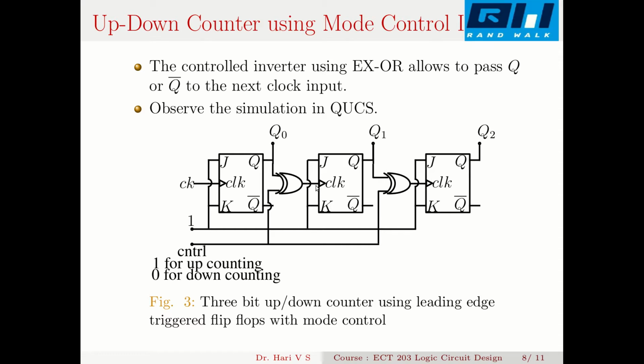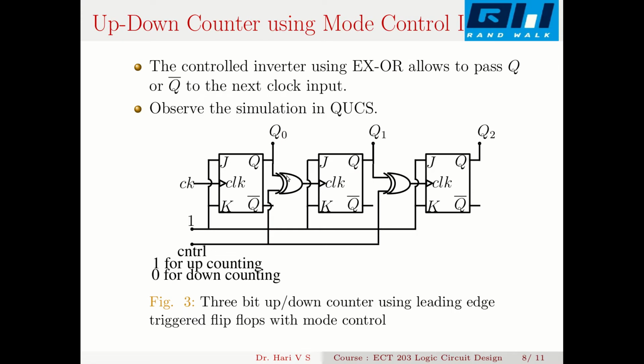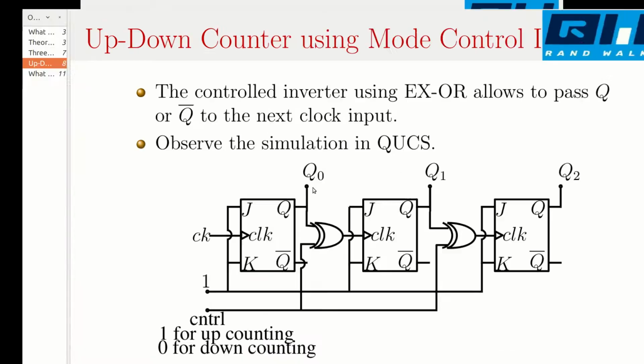So if it is a 1, it up counts, and if it's a 0, it down counts. Because if the mode is a 1, Q bar appears here. So this being a leading edge triggered flip flop, if Q bar is connected to the clock, it up counts. And when the mode is 0, Q appears at the output, then it down counts. So you can see a simulation of this circuit in QUCS.